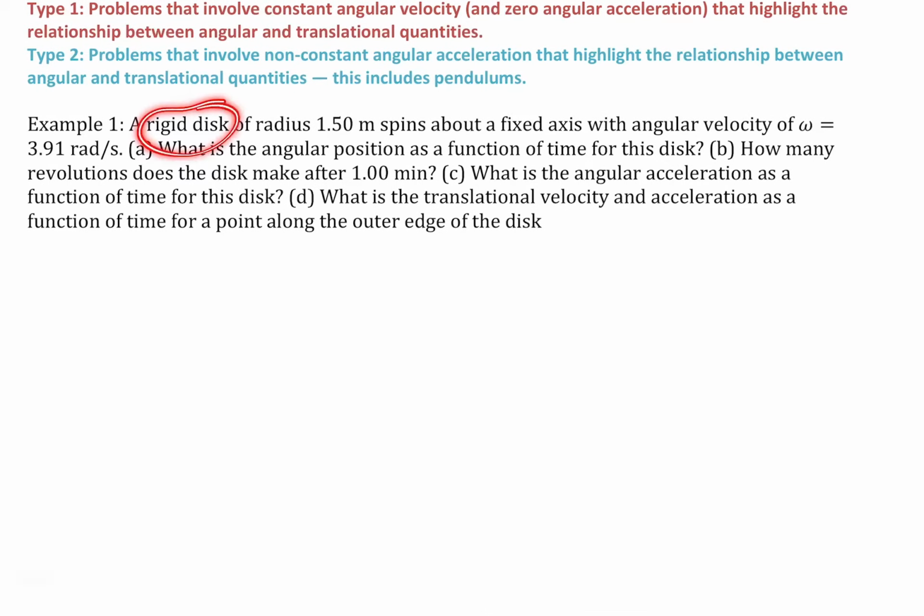A rigid disk, oh yeah, that was one of our rules, right? Of radius 1.5 meters, spins about a fixed axis with an angular velocity of omega equals 3.91 radians per second. What is the angular position as a function of time for this disk?